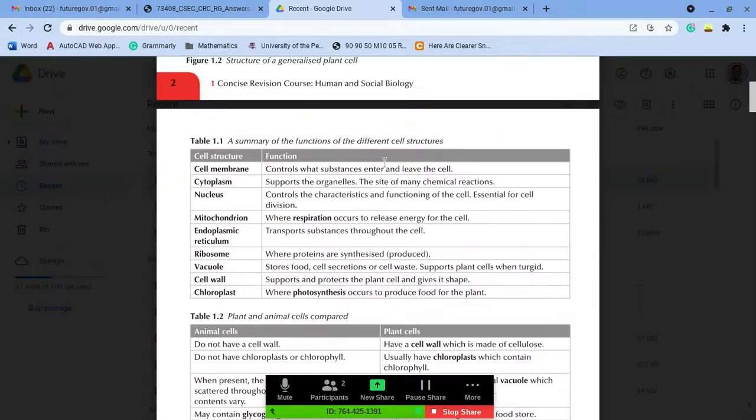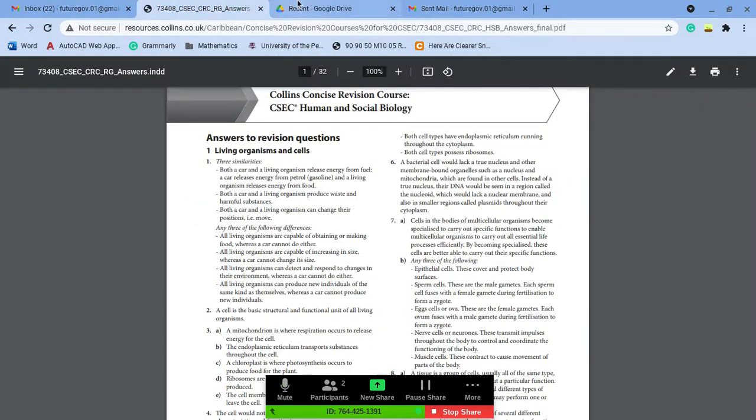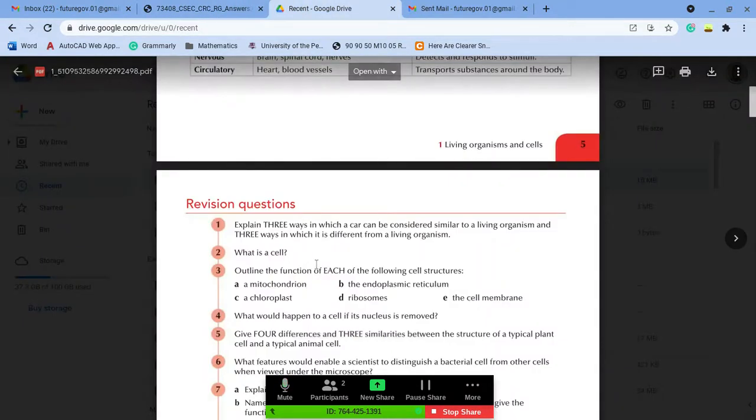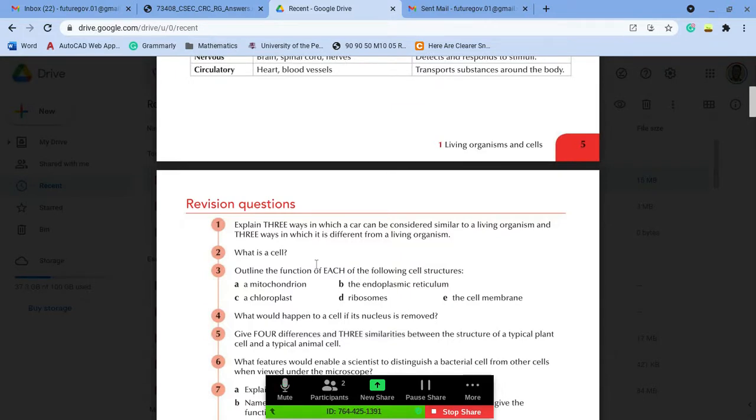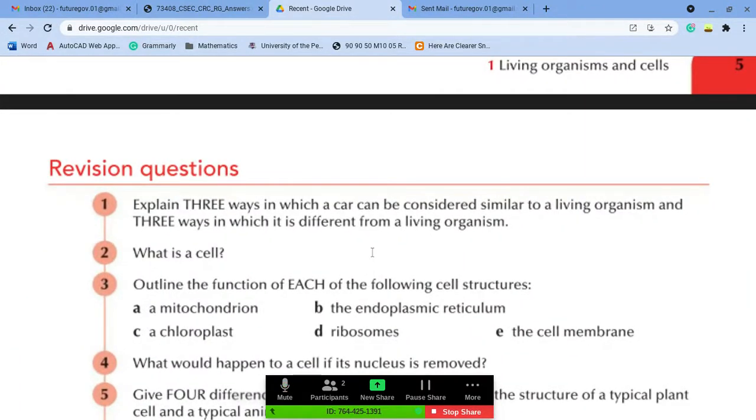So let's go to the first part. One second, scroll down. So question 1. It says, explain 3 ways in which a car can be considered similar to a living organism and 3 ways in which it is different from a living organism. You might be saying, sir, how is this human and social biology, but we're talking about cars. Well, that's because the concept is still there inside of a car mechanism. So write this question for me, and then we're going to break it down together.